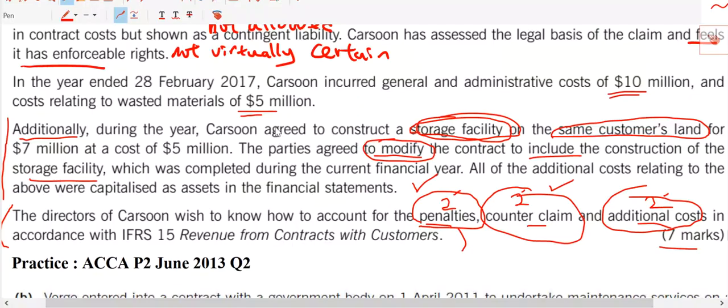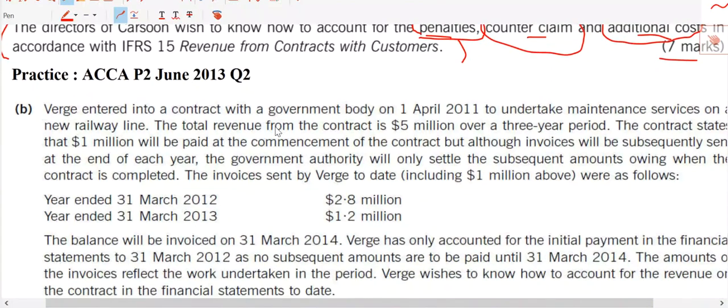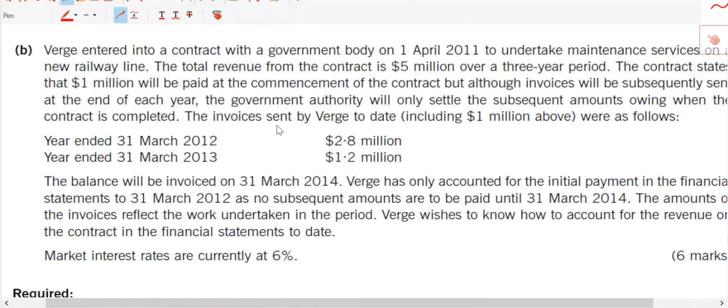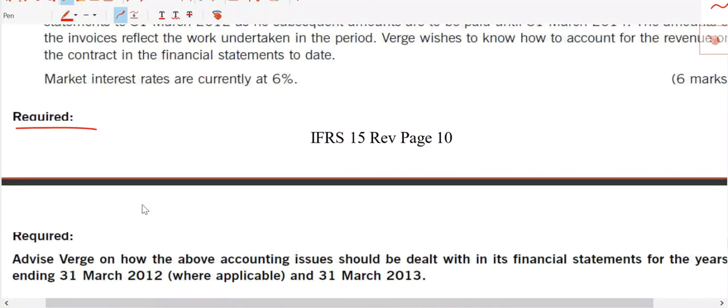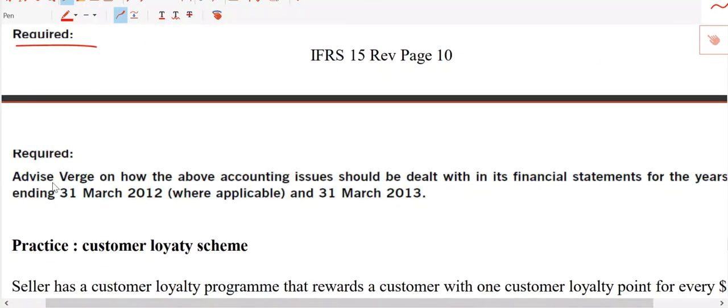Okay, let's get going. Our next one. The requirement. We only have the words here. Oh, it's the requirement. Page 11, let's see first. This is: advise Verb on how the above accounting issue should be dealt with in the financial statements. The requirement is a bit special here. We have 2 year ends to consider: 2012 where applicable, and 2013.